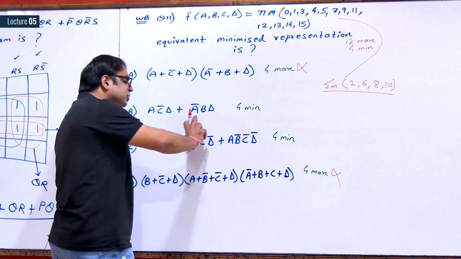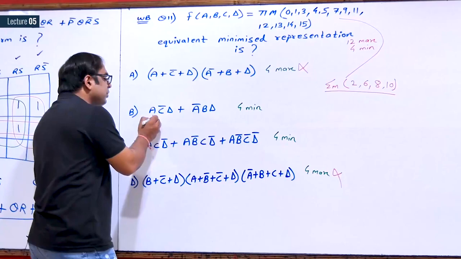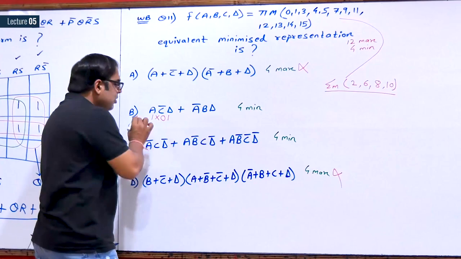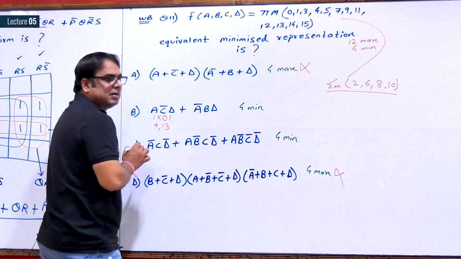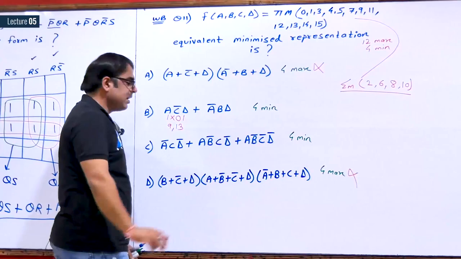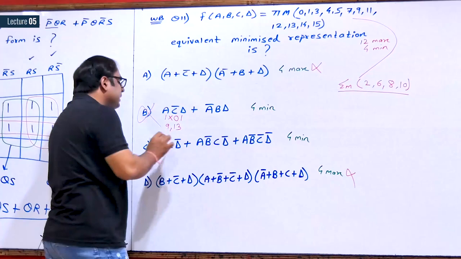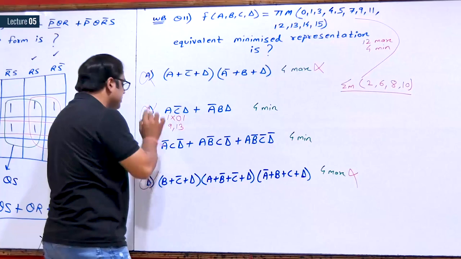Let me calculate. A is equal to 1, B is not given, C is equal to 0, D is equal to 1. 1001 is 9, 1101 is 13. It is not matching with the min term list 2, 6, 8, 10. Option B cannot be the correct answer. Option A cannot be correct. Option D cannot be correct. It has to be option C.